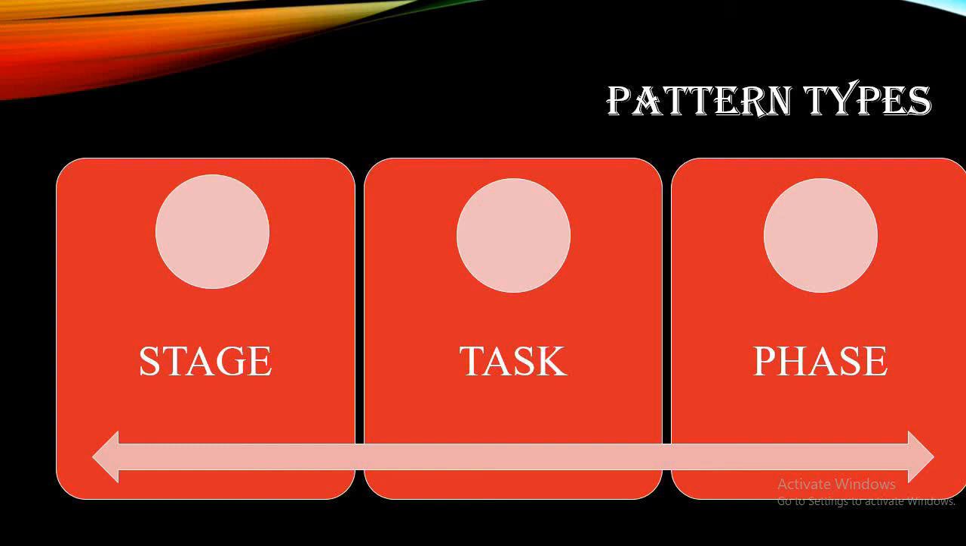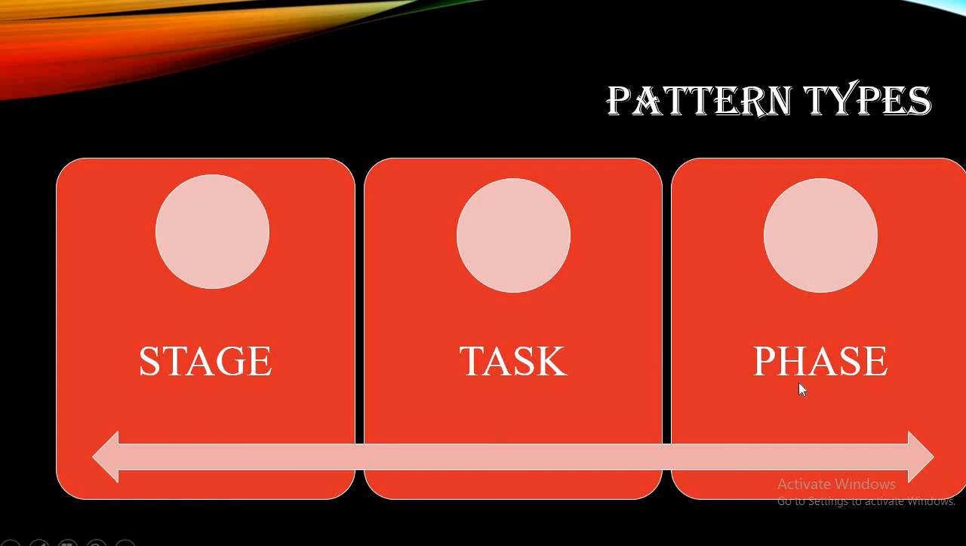So how do these patterns help us? First let me tell about stage pattern. Stage pattern will define a problem associated with the framework activity for the process. Okay, so this will be concentrating only on the framework activity of the process. And the task pattern will define a problem associated with the software engineering action or a work task which is relevant to a successful software engineering practice.